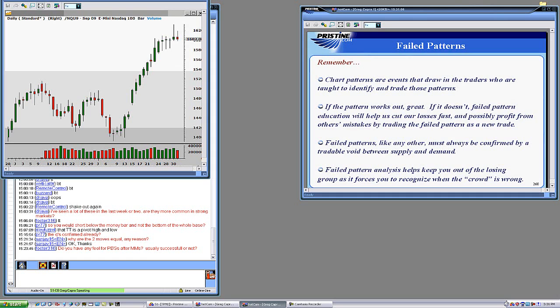And sometimes the trades we get in don't work out. So by recognizing that, we cut our losses quick and step aside.